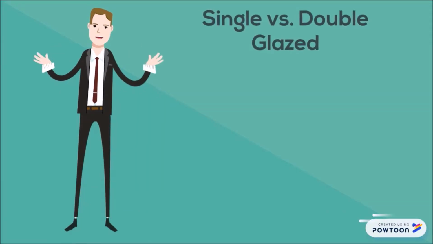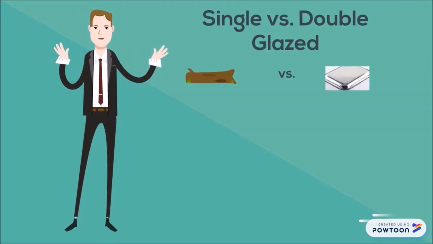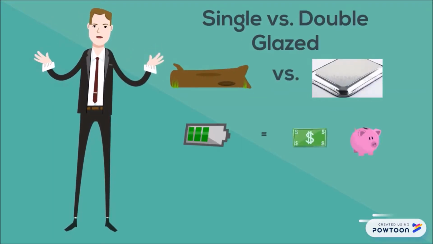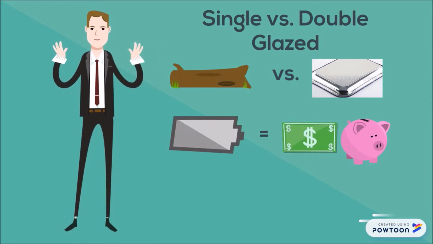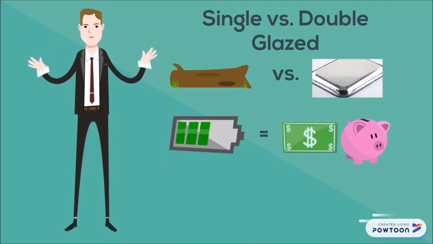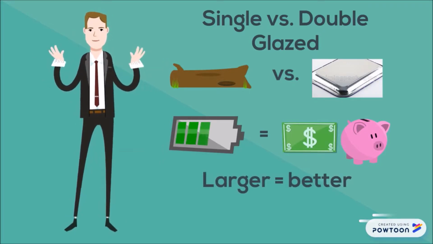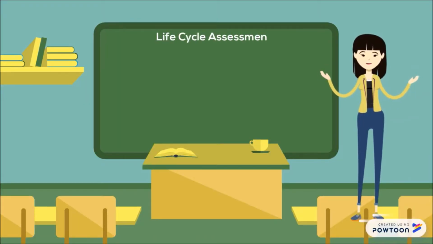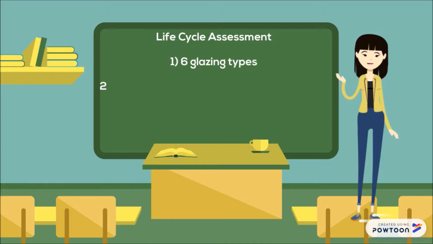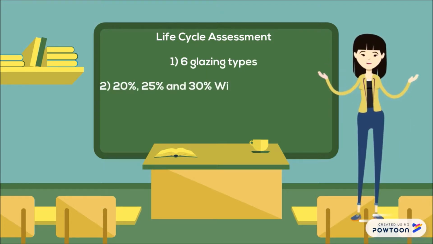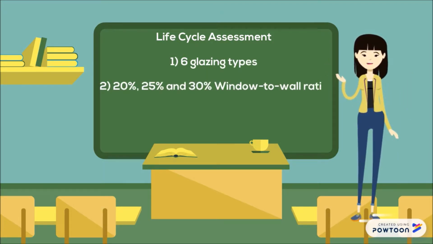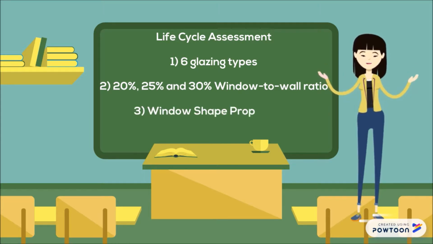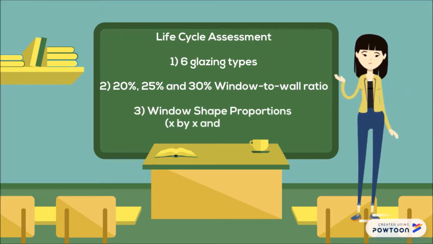Are double glazed better than single glazed? Are wood frames really more efficient compared to aluminum? Does this cheaper window option provide better long-term energy payback? Are larger windows better? With all these in mind, a life cycle assessment and operational energy use analysis was done on 6 glazing types, under 20%, 25% and 30% window-to-wall ratio, and 2 window shape proportions.